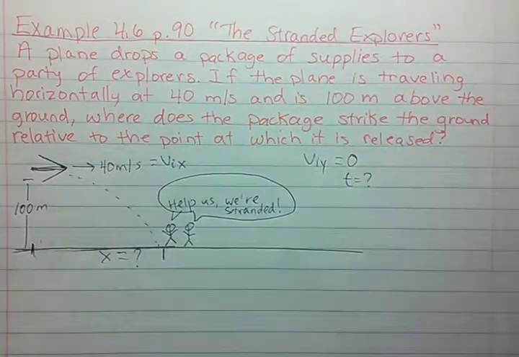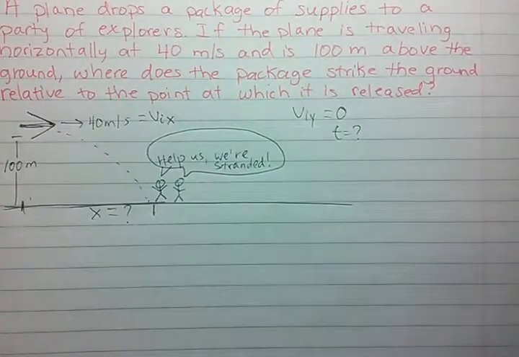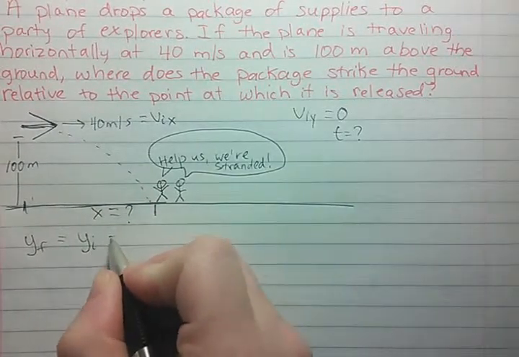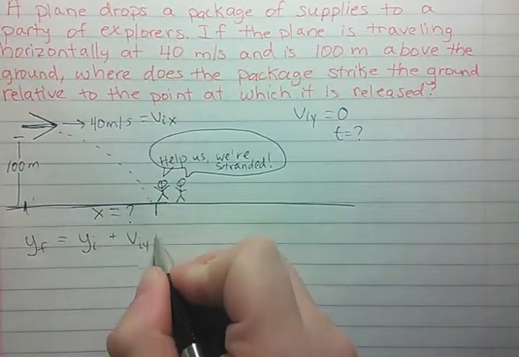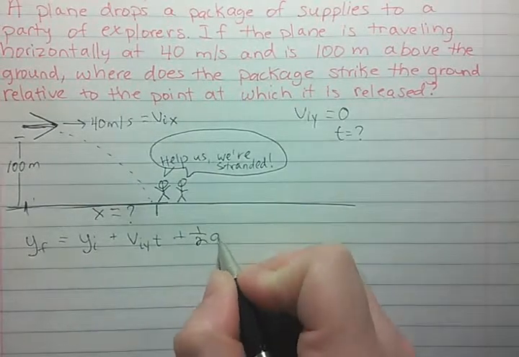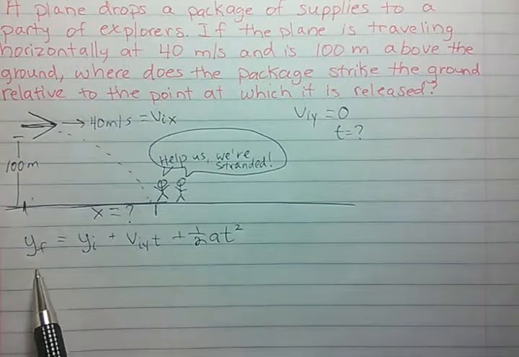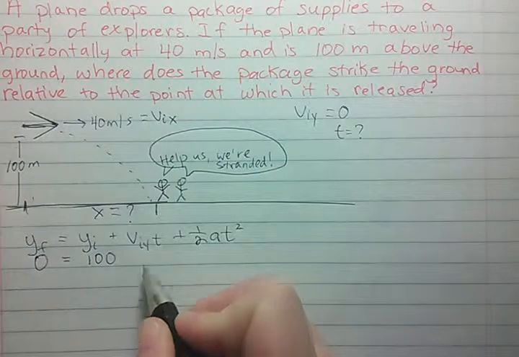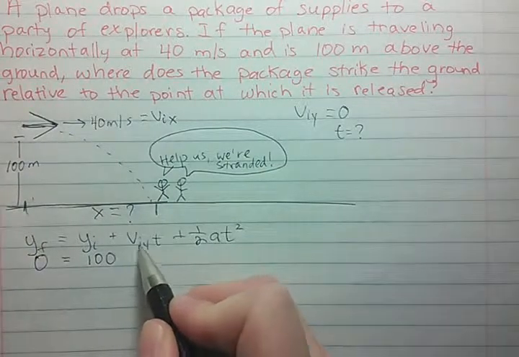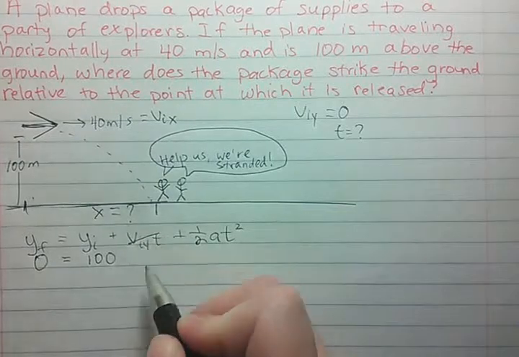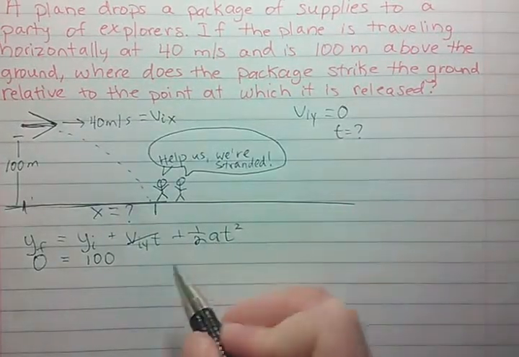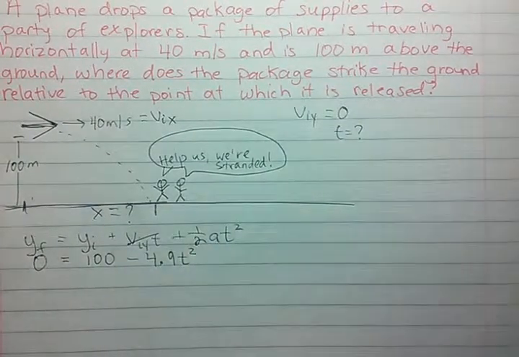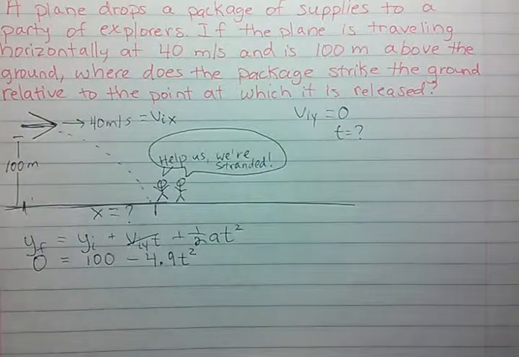We want to know t. To do that, we want to use our second kinematic. So YF is going to be 0, the ground. YI is going to be 100, that's where the plane starts. VIY, or the initial speed in the vertical direction, is going to be 0, so that term is going to go away. The acceleration in the y direction is negative 9.8. So once we plug in our numbers, our expression will look like this.